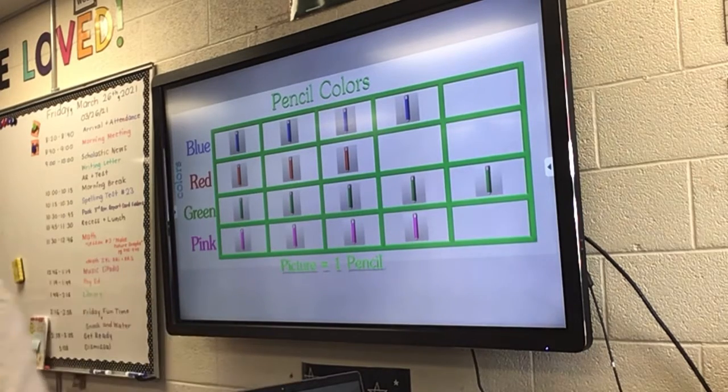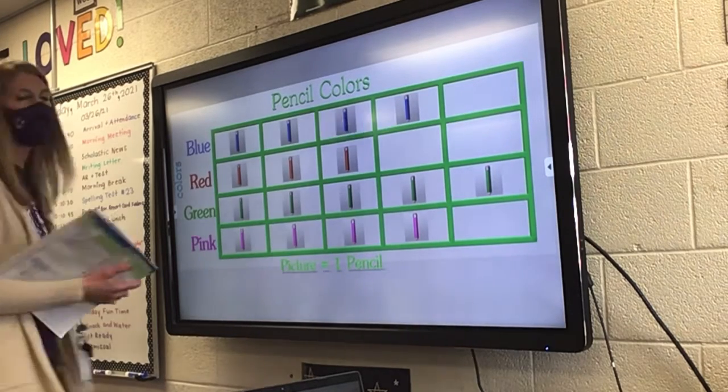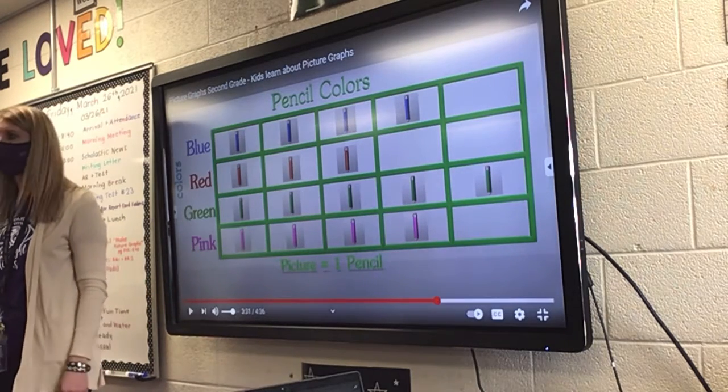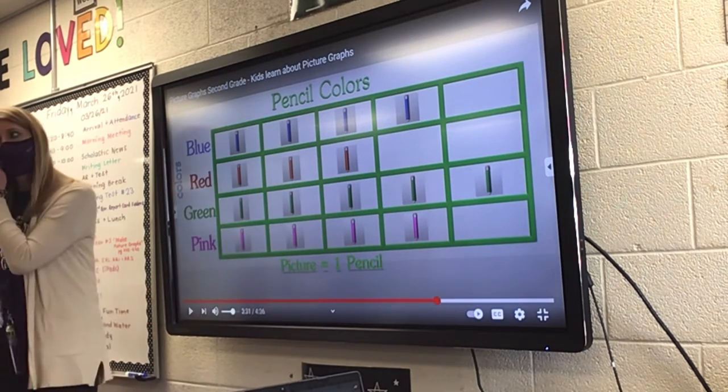This is awesome, guys. We now have a picture graph that shows how many colored pencils we have and how many of each color. This graph gives us lots of information. Now we can answer some questions. Okay, look at the questions. Are there more blue pencils than green? No. What do you guys think?